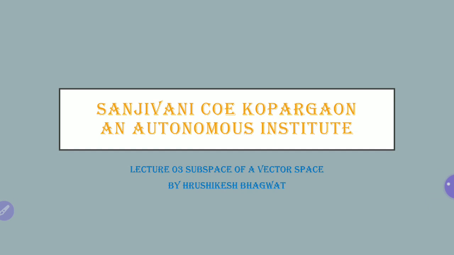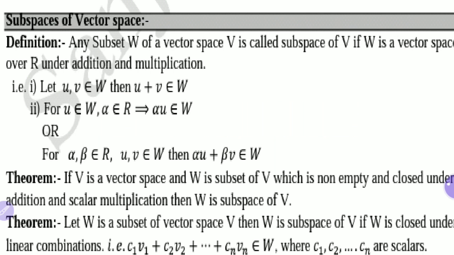So it is like set and subset. Here is the definition: subspace of a vector space. Any subset W of a vector space V is called a subspace of V if W is a vector space over R under addition and multiplication.